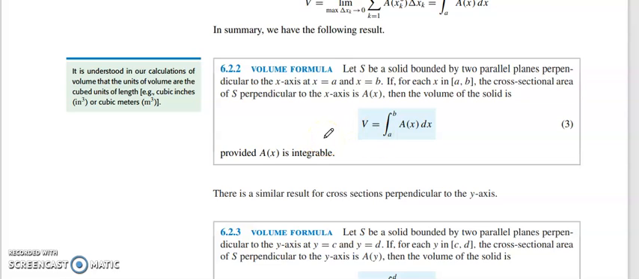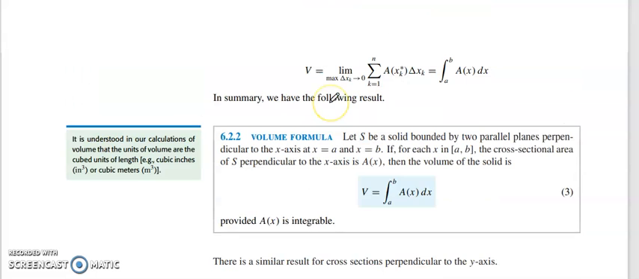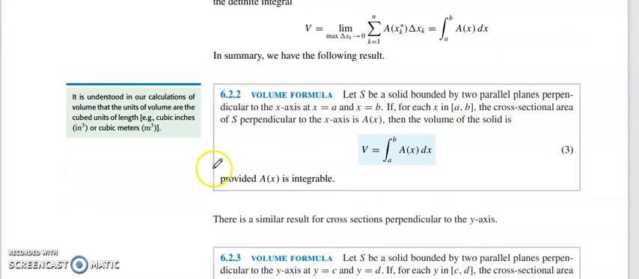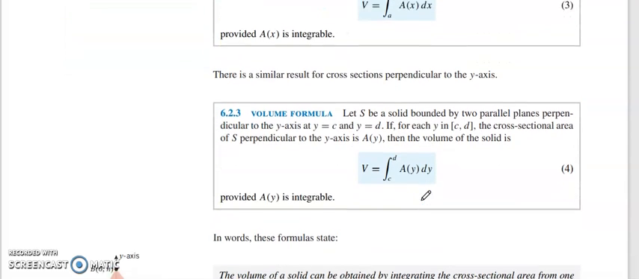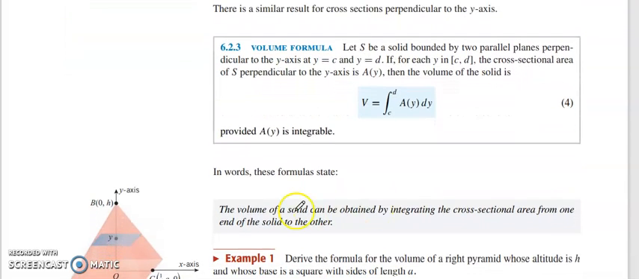So we saw two volume formulas. If you are taking the cross-sectional area perpendicular to the x-axis, and if x is varying from a to b, then the volume is given by the integral from a to b of A(x) dx. Similarly, if the cross-section is perpendicular to the y-axis and y is varying from c to d, then the volume is given by the integral from c to d of A(y) dy.